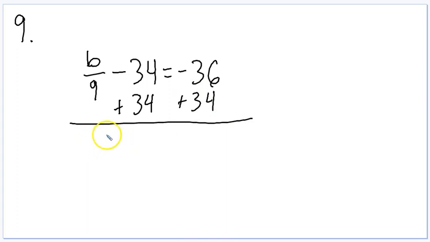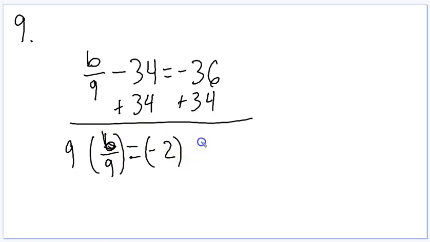That'll give me b over 9 equals, this is a negative 36, positive 34, so we're going to have negative 2. Now, we are going to multiply, because this is division, we have to do the opposite. So we multiply by 9, both sides. These will simplify. I get b all by itself. Negative 2 times 9 will be negative 18. There is one negative, therefore the answer will be negative. 2 times 9 is 18. So I get b equals negative 18.